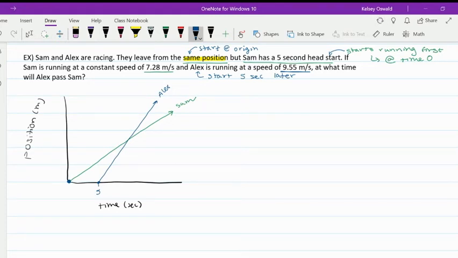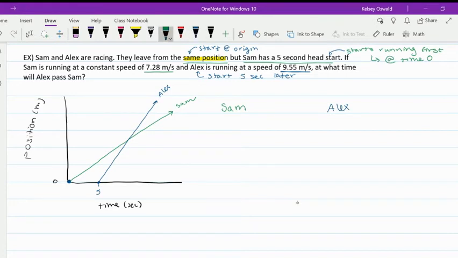All right. So in this problem, we have our objects start at the same position, so we have them both start at a position of 0. However, they do not start at the same time, so we need to show that Alex starts 5 seconds later by having them start at a time of 5. Once we sketch our motion, we are going to follow the same process that we did in our previous example. We are going to write an equation for Sam and Alex's motion.